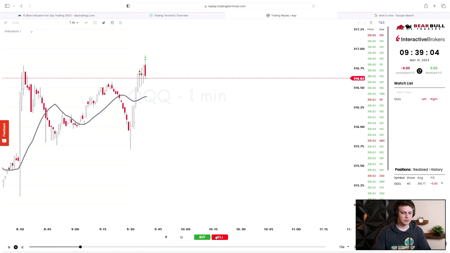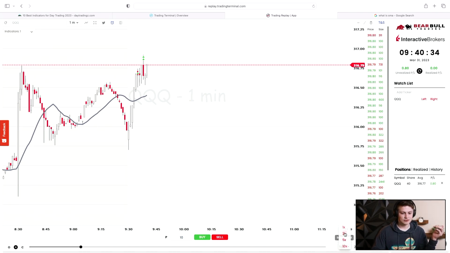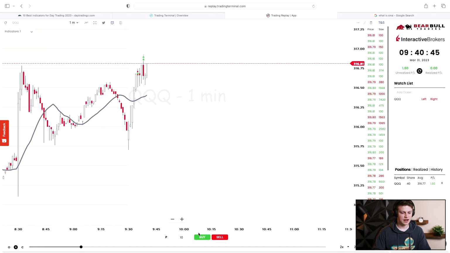And now it's going back down to the moving average here. It's consolidating a little bit. I'm seeing it. And we're just trading it. Okay, it's 10 times speed, so that's why it's going too fast. So let's slow it down a little bit. We're looking at 2x speed. So we're consolidating up a little bit.